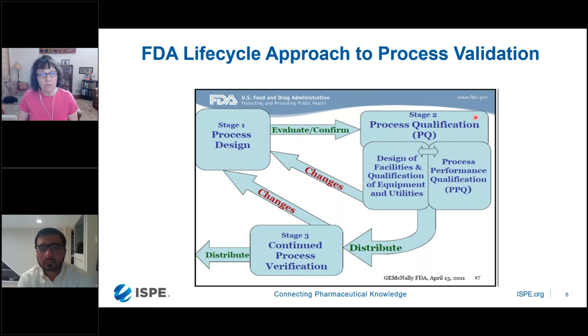design stage. So later throughout this webinar, these are the three stages that we'll get into in more detail, but this graphic introduces them and the concepts of lifecycle process validation.